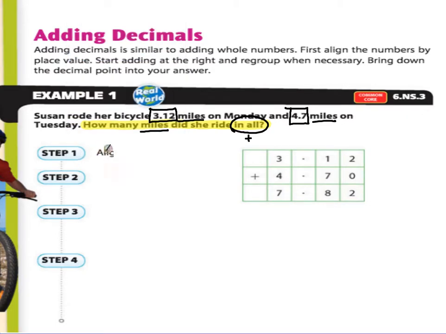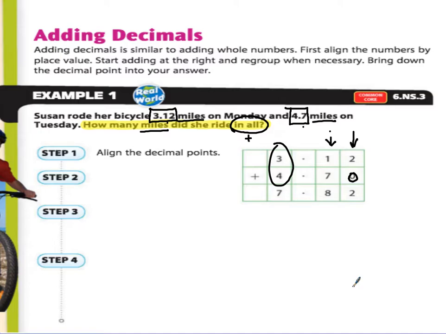My first step is going to be to align the decimal point. So like you see over here, when I set it up, I have all of my whole numbers lined up over here. And then I have my 7 and my 1 lined up because those are both in the tens place. And then I have 2 over here by itself, and I add this 0.